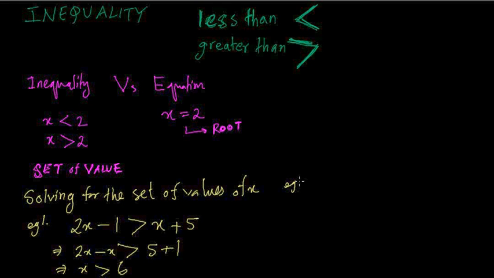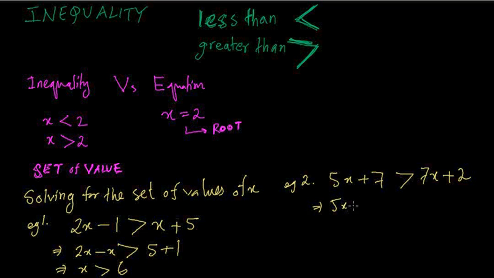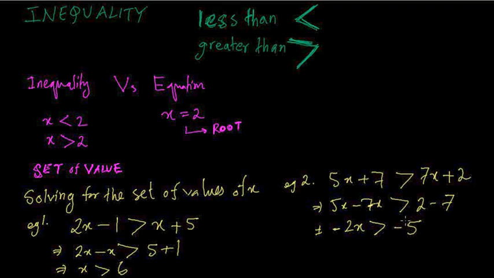Now let's do another example. This one is 5x plus 7 greater than 7x plus 2. Let's take that. Let's bring all the x on the left hand side. 5x minus 7x greater than 2 minus 7. Now here it is going to be minus 2x, because 5x minus 7x is minus 2x, greater than 2 minus 7 is minus 5.